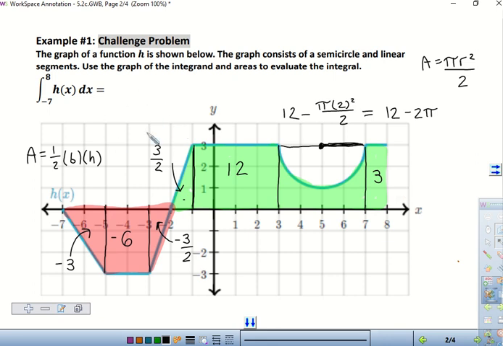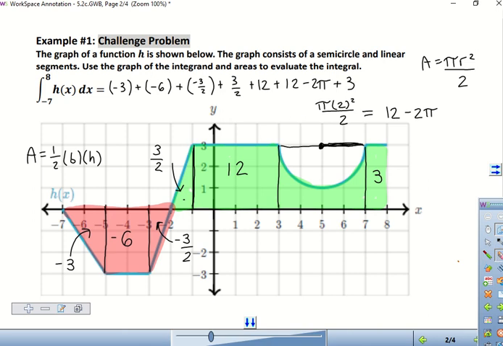using all of these. So I have negative 3 plus negative 6 plus negative 3 halves plus positive 3 halves plus 12 minus 2 pi plus 3, right? That'd be the total area. Everybody agree with that? Okay.